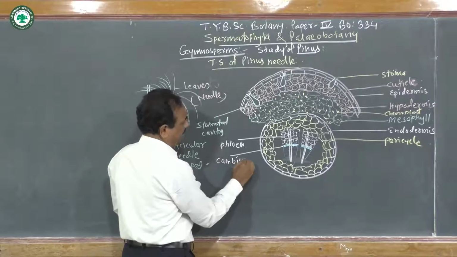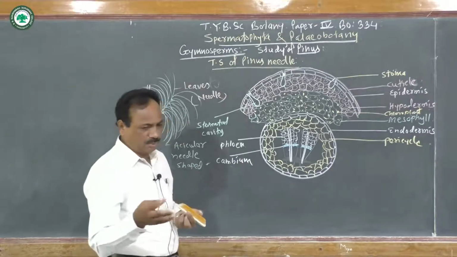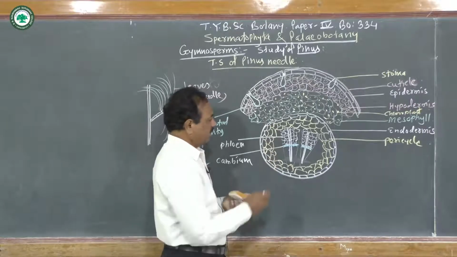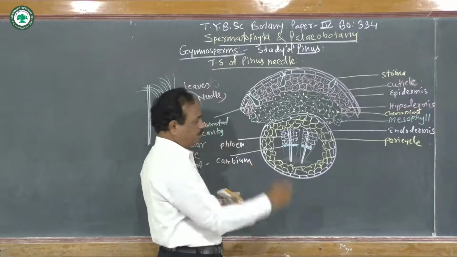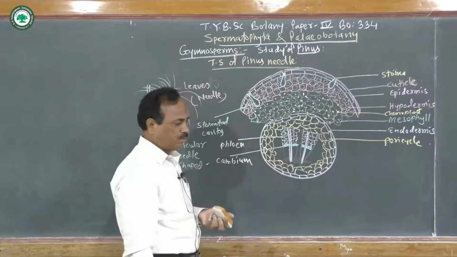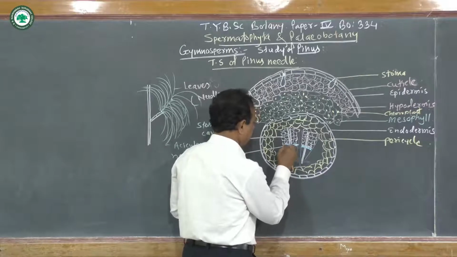This cambium is the meristematic tissue. As it is meristematic, it cuts off the cells or produces the cells towards the outer and inner side. The tissue which is produced towards the outer side is called the phloem, and the tissue produced towards the inner side is known as the xylem. So this is the xylem tissue.